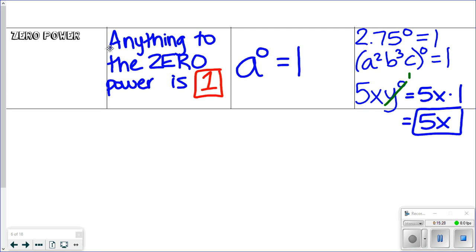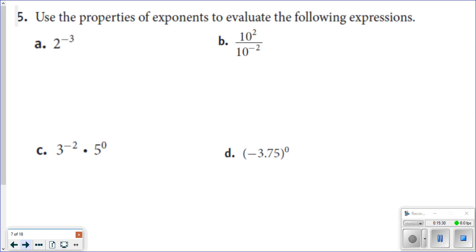All right, let's take a look at question 5. Use the properties of exponents to evaluate the following expressions. So I want you to use all of the rules that we have learned so far with your organizer out in front of you, and I want you to answer questions A through D. Go ahead and pause the video and work on these questions.